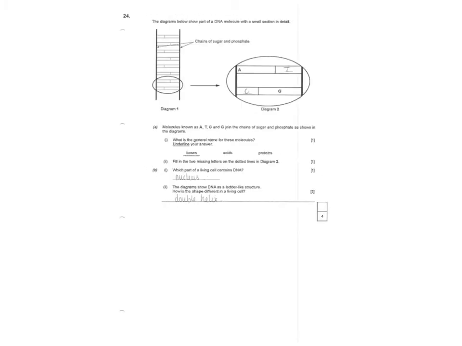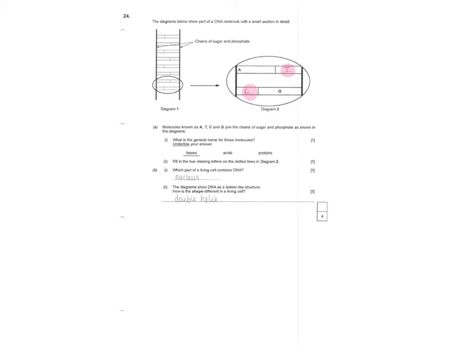The diagram below shows part of a DNA molecule with a small section in detail. Molecules known as A, T, C and G join the chains of sugar phosphate shown in the diagram. What is the general name for these molecules? The answer is they are bases. Fill in the two missing letters on the dotted line, so they are here. So we know that adenine binds with thymine and cytosine binds with guanine.